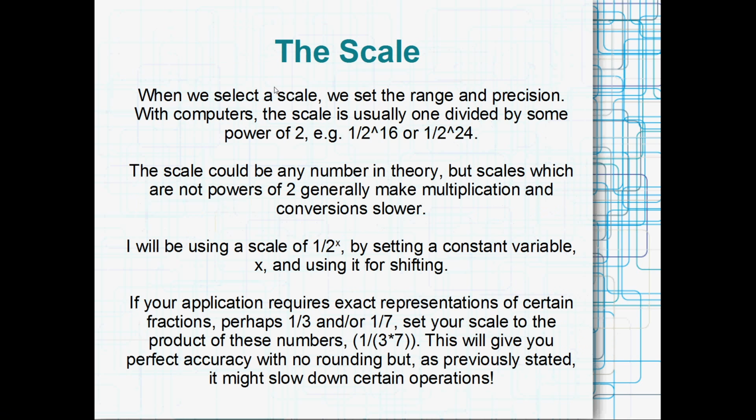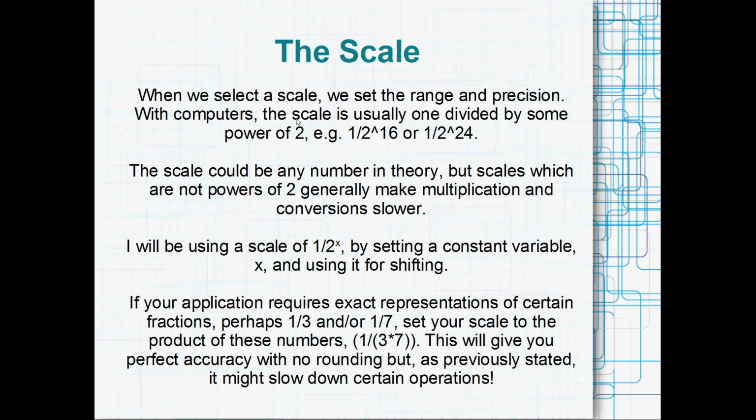Alright, so just a little bit about the scale before we get going. When we select the scale, what we're actually doing is setting the range and the precision of the arithmetic that we're about to perform. And with fixed point arithmetic, you tend to use the same scale factor for a whole bunch of variables. That's kind of why it's called fixed point arithmetic. We'll see in just a little while.